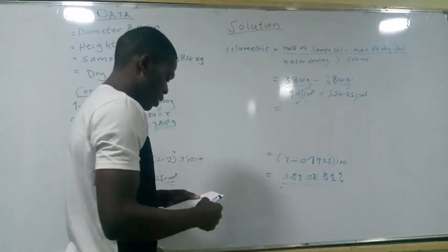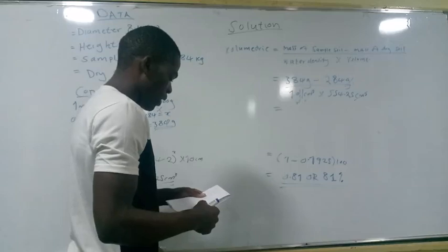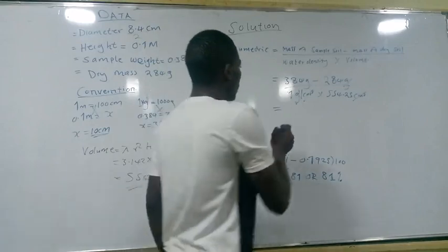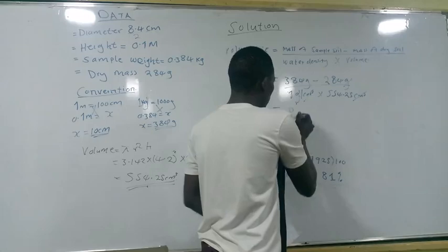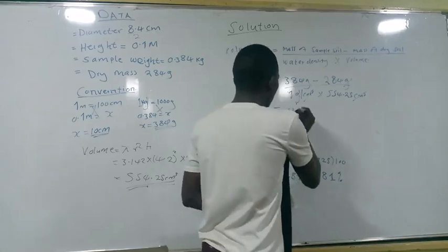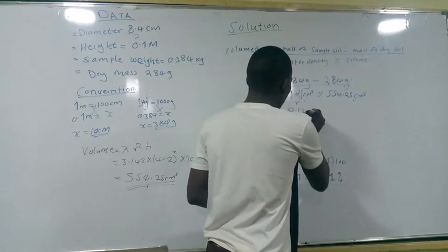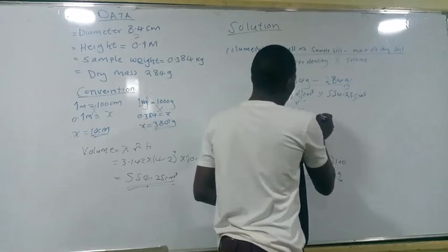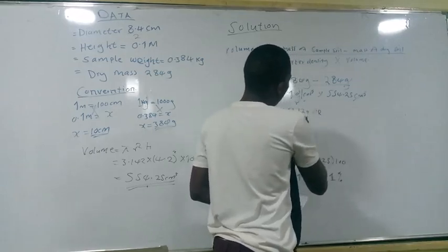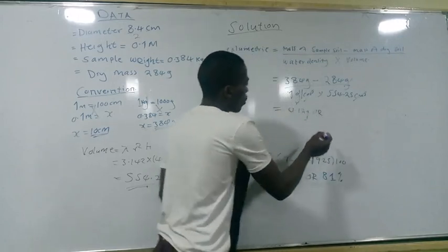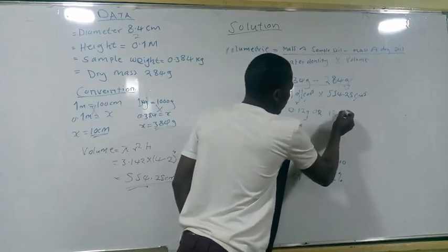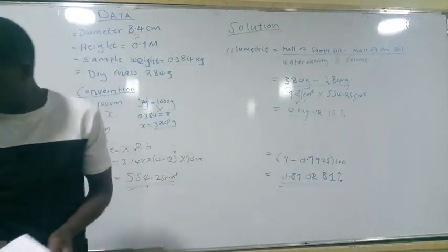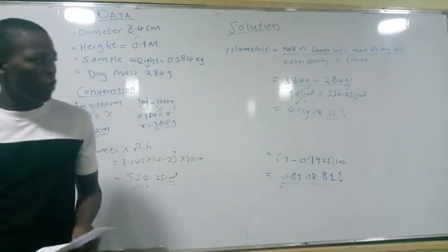Now, when you punch the same number into a calculator, you're going to get the number in decimal place, which is 0.12 gram of water. Or when you multiply this same number by 100, you're going to get the percentage. So you leave your answer in decimal place as well as in percentage form.